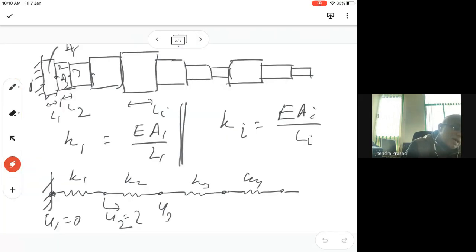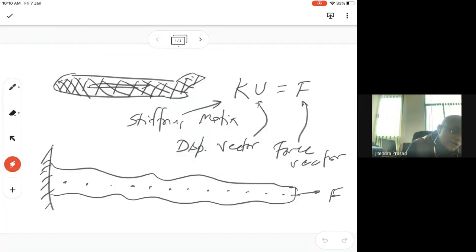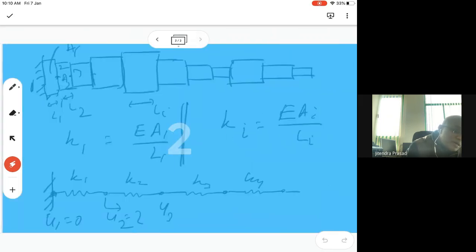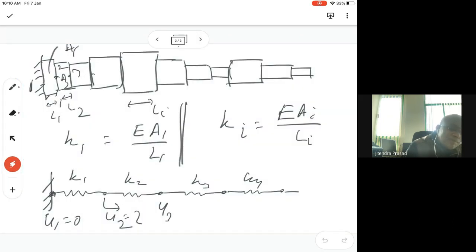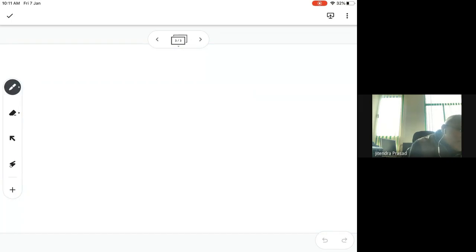In order to solve it, we have divided it into subdomains, and for every domain we calculated the average area. We have the length, and the material property E we know. Based on that, we calculated K1, K2, K3, and after that we solved it. Now for the same problem, you have like this.